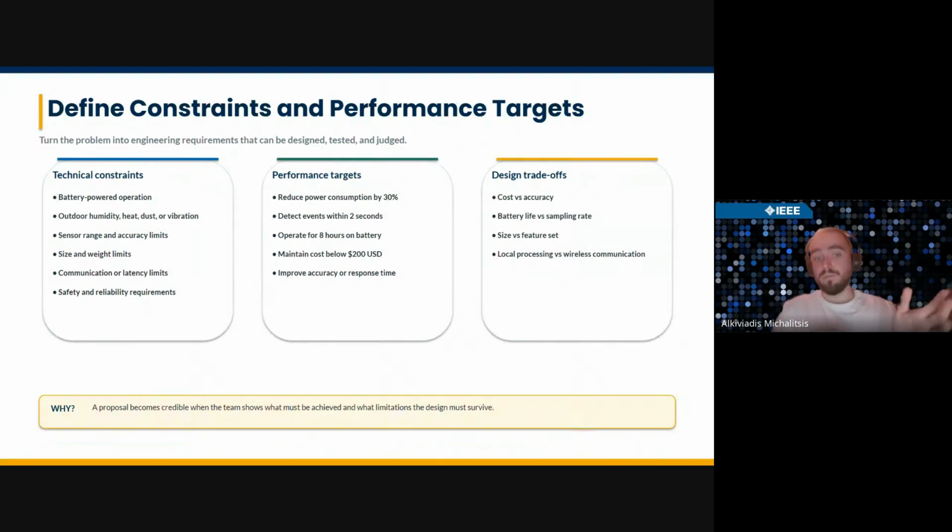The proposal becomes credible when the team shows what must be achieved and what limitations the design must survive. So you will have a better evaluation and you will get the full focus of the judges when you present something that is well thought out. We want the starting, the ending, and the middle. What's happening in the middle is the most important. The problems and the errors happen in the middle. So when we implement, we should think about what might go wrong every time we develop something.